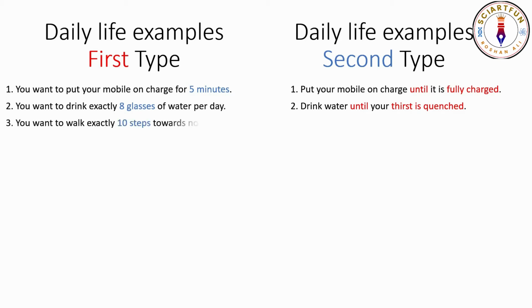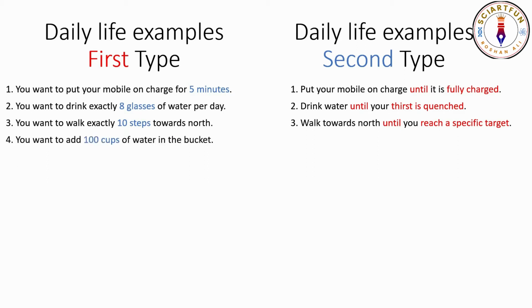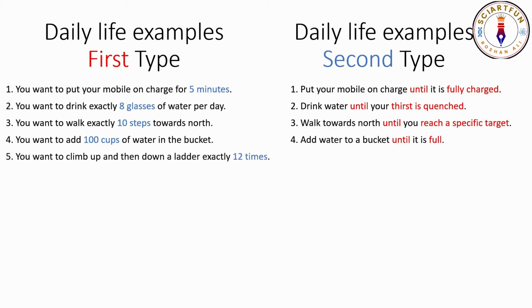Example number 3. You want to walk exactly 10 steps towards north. In another case, you don't know the number of steps. You have a condition, that is the specific target. You walk until you reach that target. Example number 4. You want to add 100 cups of water in a bucket. You know the number of cups. But in the second case, you apply the condition, that is until the bucket is full. You want to climb up and then down a stairs exactly 12 times. But in the second case, you repeat this up and down process unless you are tired or exhausted.